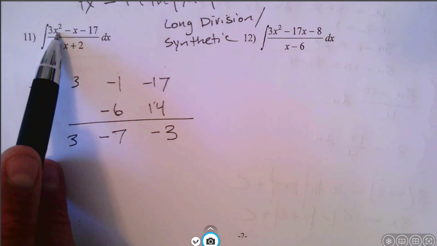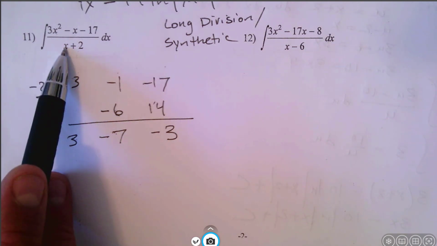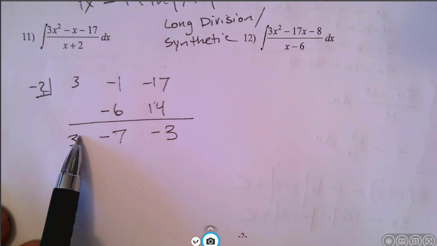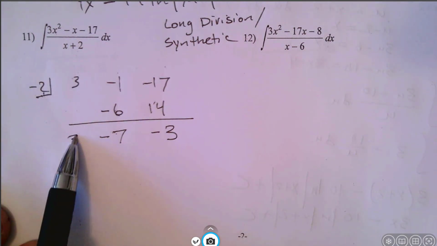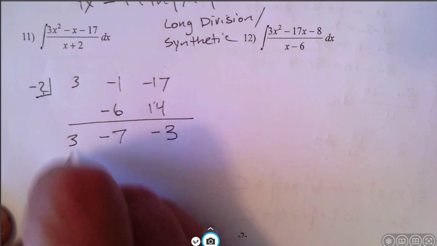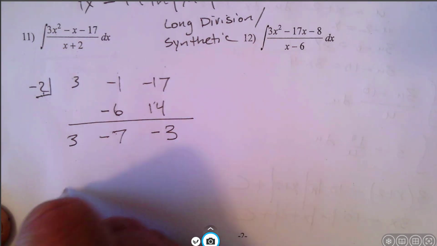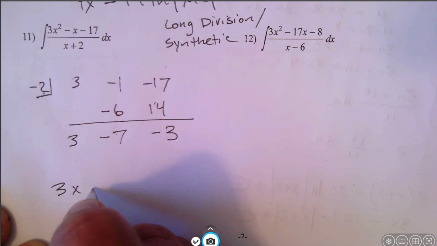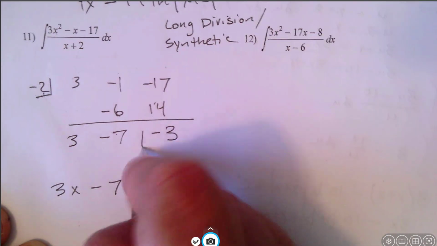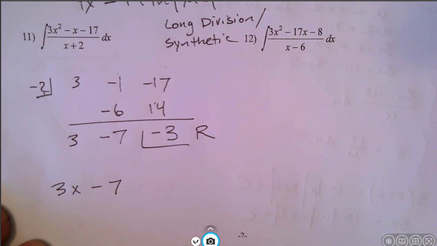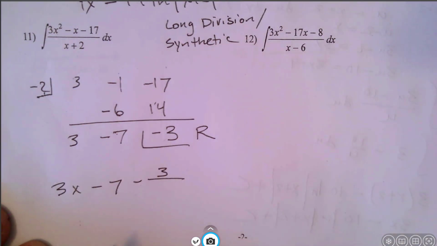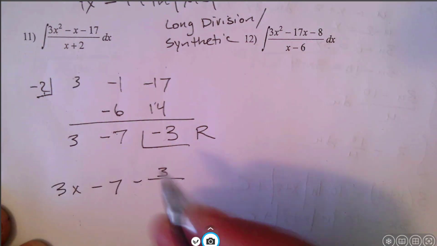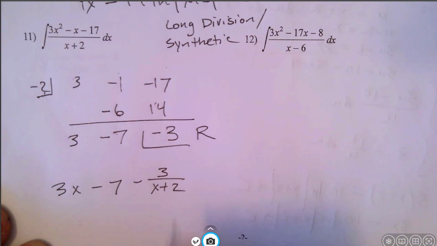Since we started out with an x squared and we divided by an x, the polynomial is going to go down by 1 degree. So if it started out as a quadratic, now we're going to have a linear. So this represents 3x minus 7, and this part right here is going to be the remainder. So the last number is always going to be the remainder, which you're going to write as a fraction over the denominator, over the divisor, in this case x plus 2.